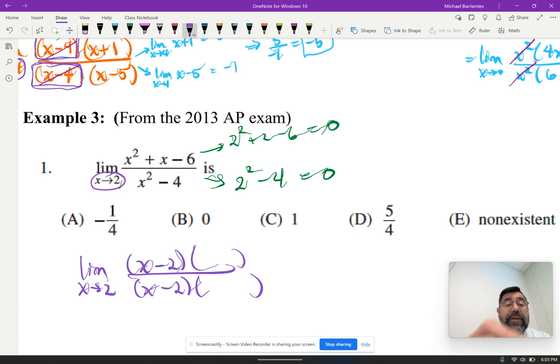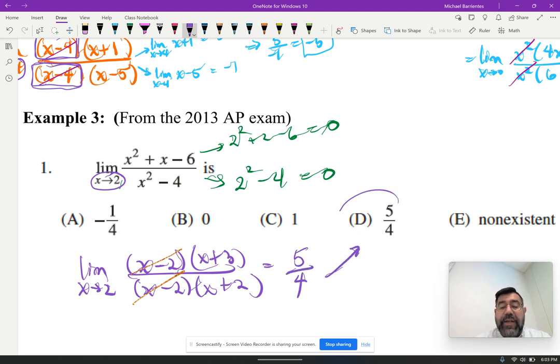So then what's left? Well, on the denominator, to factor out x squared minus 4, this would have to be x plus 2. And then in the numerator, this would have to be x plus 3. We can reduce these. Those are now gone. And now take the limit. And because we're just writing things out here because it's a multiple choice, I'm substituting 2 into the numerator. I'm substituting 2 into the denominator. And we have our answer right there.